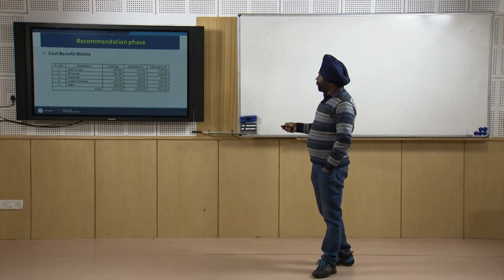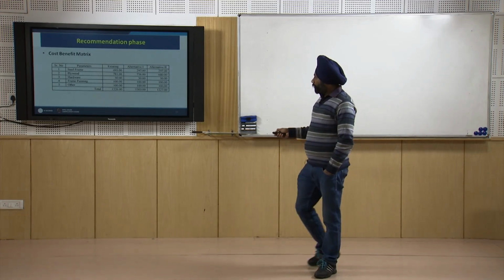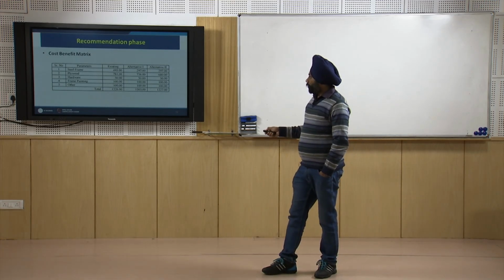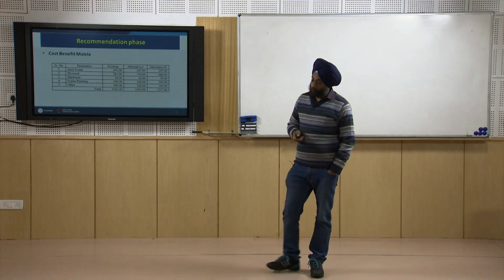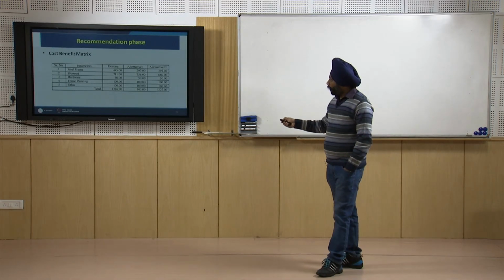So from cost comparison point of view, if we see the 5 parts here, other costs are also included now, maybe which is remaining same. So existing design, as we have already seen, 1526 rupees, but by the alternative 1 which is changing the pipe, 1303 rupees, and alternative 2 changing the thickness of the board, 1227 rupees. So we are getting a cheaper product without compromising the rigidity, durability, appearance, but lightweight product. So always I will try to go for alternative 2.